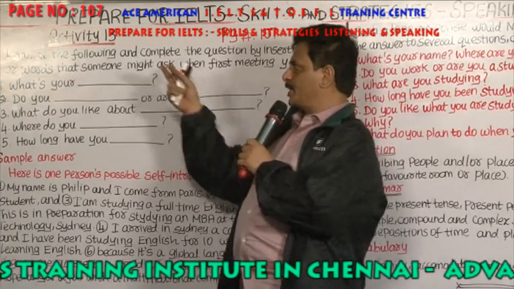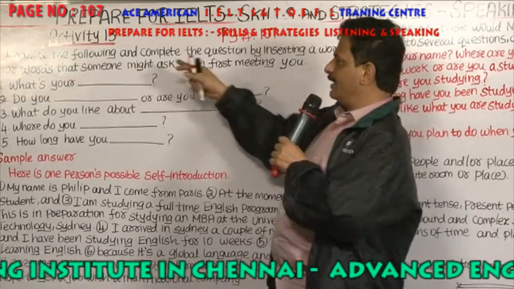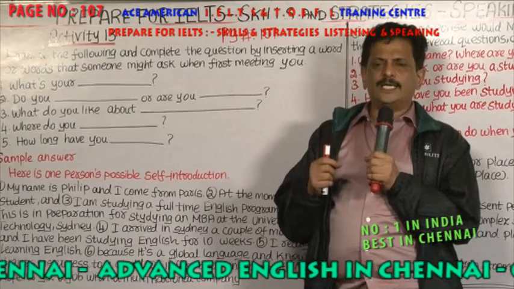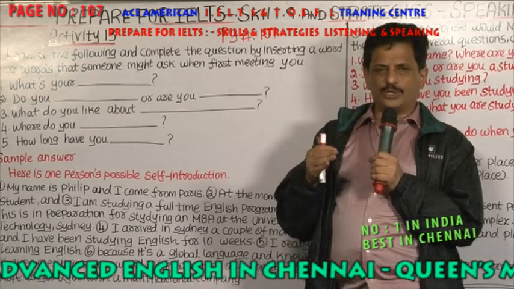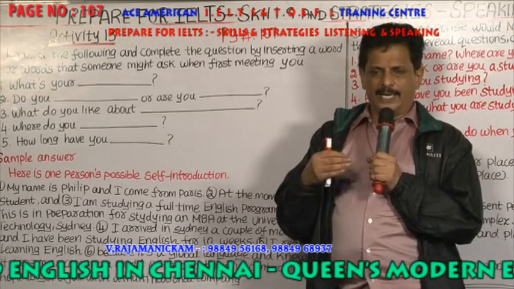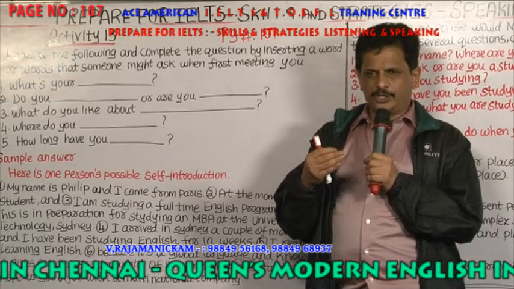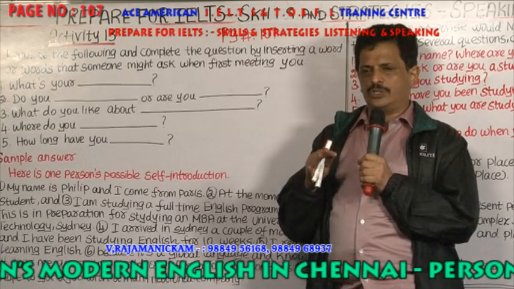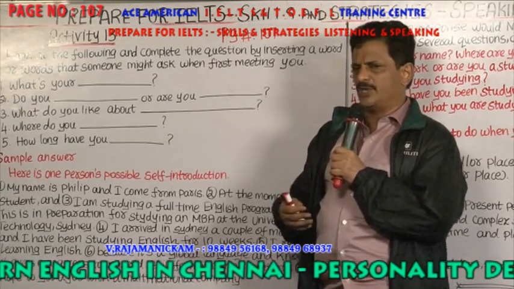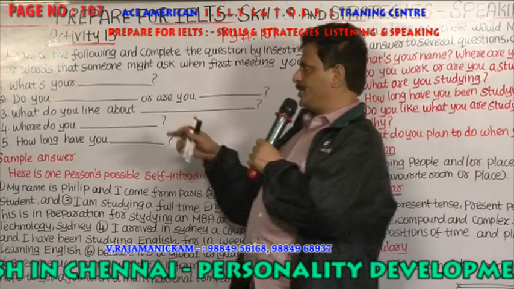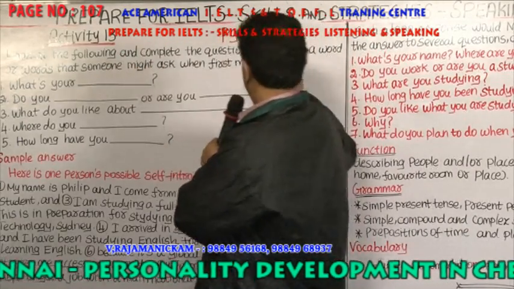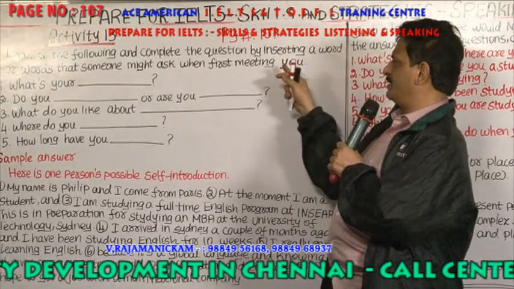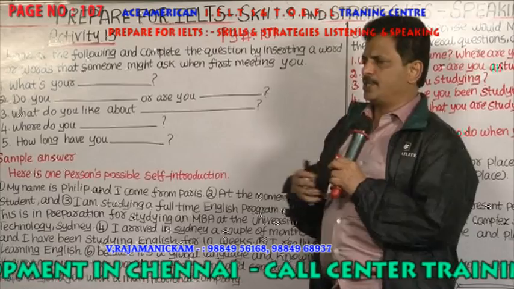So coming here to Activity 13. Look at the following. For speaking it is 9 marks and 15 minutes totally. In Part 1, almost 2 to 3 minutes, you interact with the interviewer or examiner, like an ice-breaking session. They ask you your name and qualification, whatever it is. So all types of ordinary questions. Look at the following and complete the question by inserting a word or words that someone might ask when first meeting you. When somebody meets you, what do they ask?